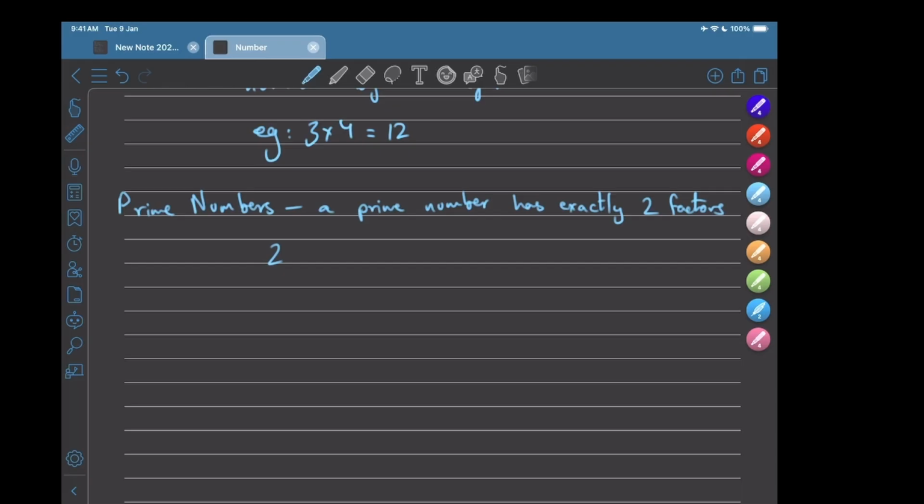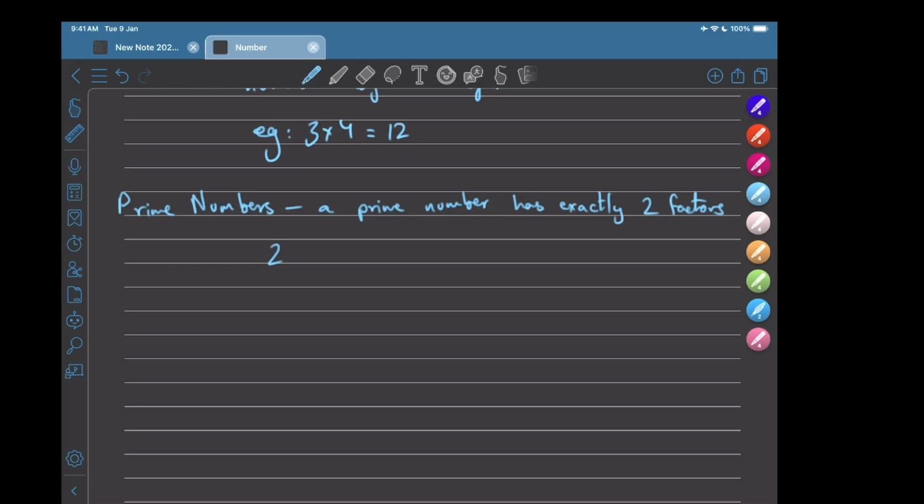If I ask you, is 1 a prime number, you might be thinking, oh yeah, 1 does not come in any other multiples. Then you are wrong. 1 is not a prime number. That's because you need to have exactly two factors. So 1 does not have two factors. 1 only has one factor, which is 1 itself.